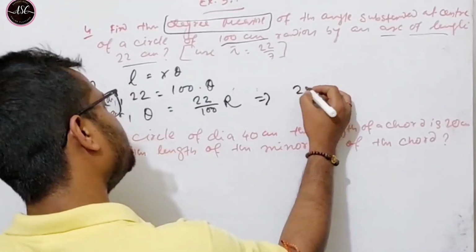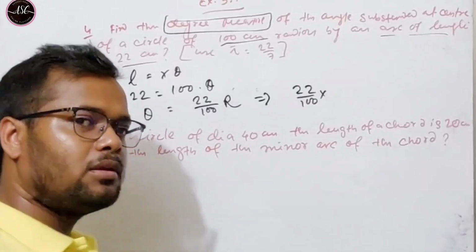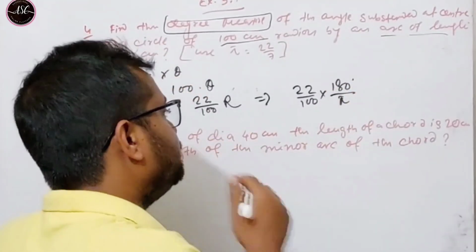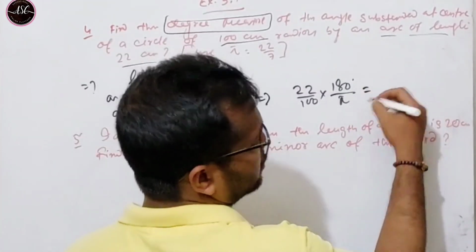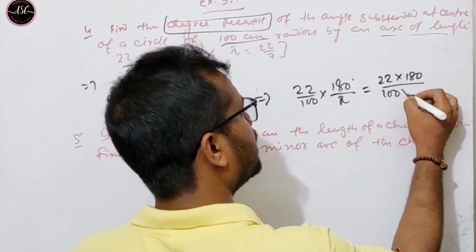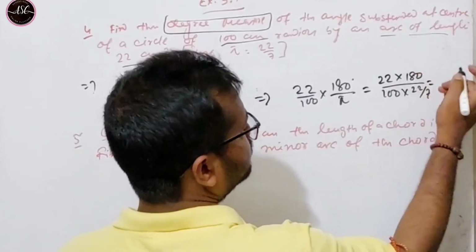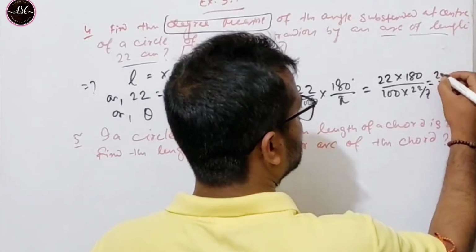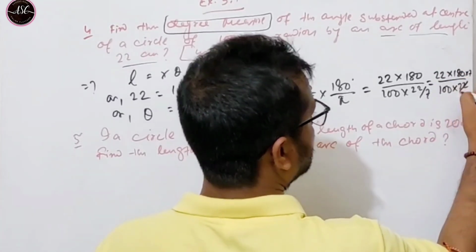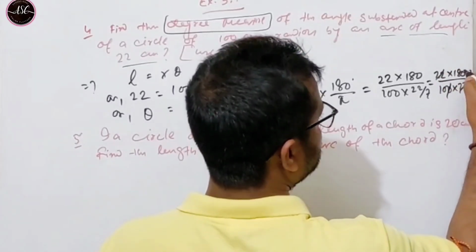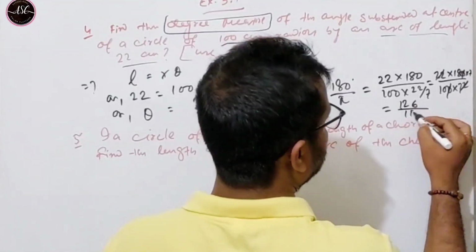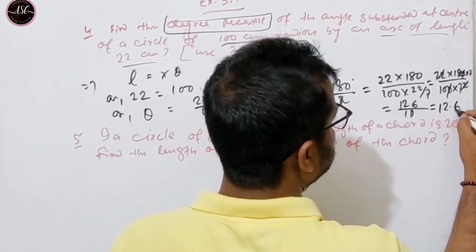Now just simply multiply this with 180 by pi. Now replacing this pi by 22 by 7, 22 into 180 by 100 into 22 by 7. Then the 7 will be in upper position: 180 into 7 divided by 100 into 22. Now cancellation 22, 22 and 0, 0. We get 5, 10. Okay. That means 12.6 degree.